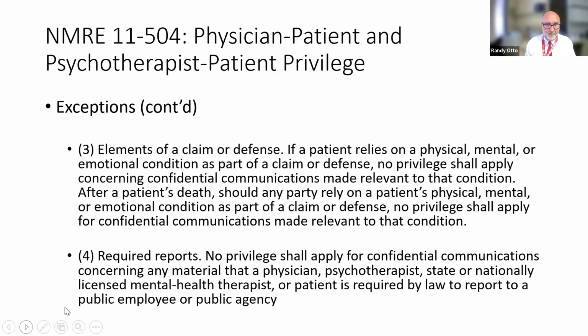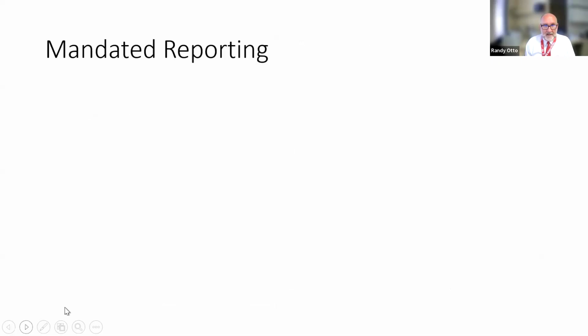And then finally, an exception regarding obligations to share confidential information otherwise. No privilege shall apply for confidential communications concerning any material that a physician, psychotherapist, state or nationally licensed mental health therapist or patient is required by law to report to a public employee or public agency. So start thinking about the exceptions by way of risk of harm to self or others, or reasonably suspected abuse, neglect, exploitation of someone who falls into that protected category: children, vulnerable adults, etc. So let's go to the next slide.